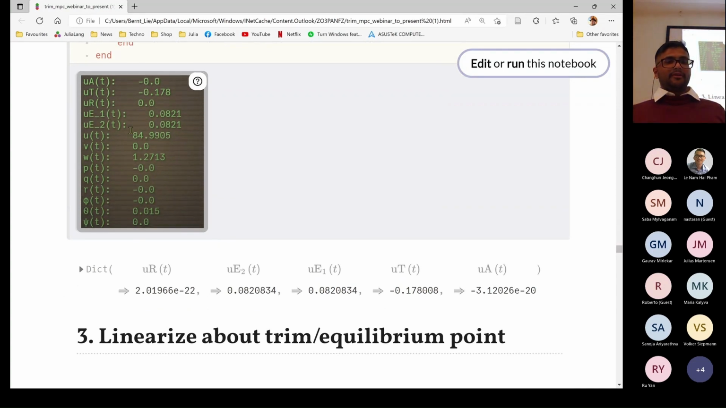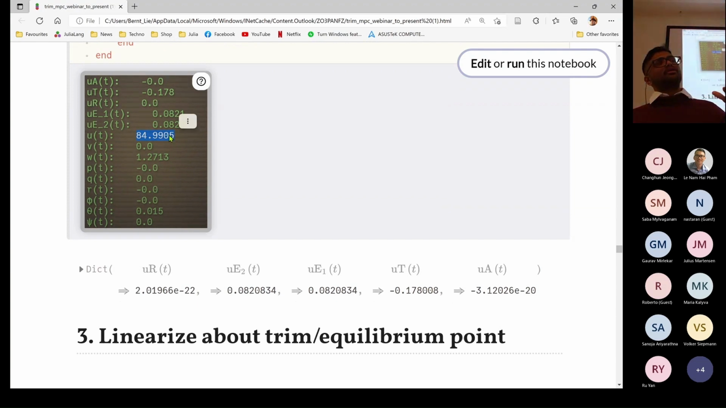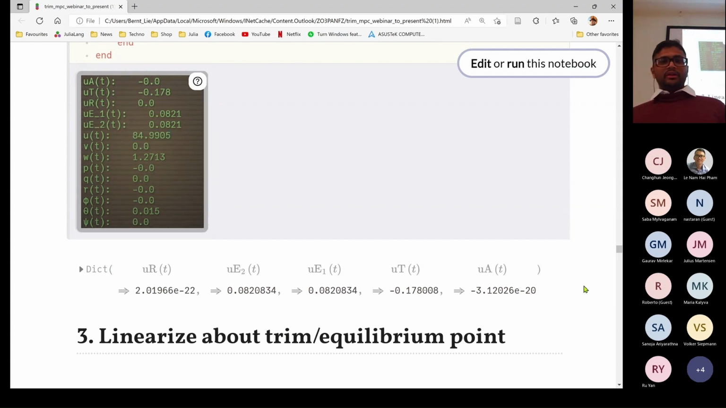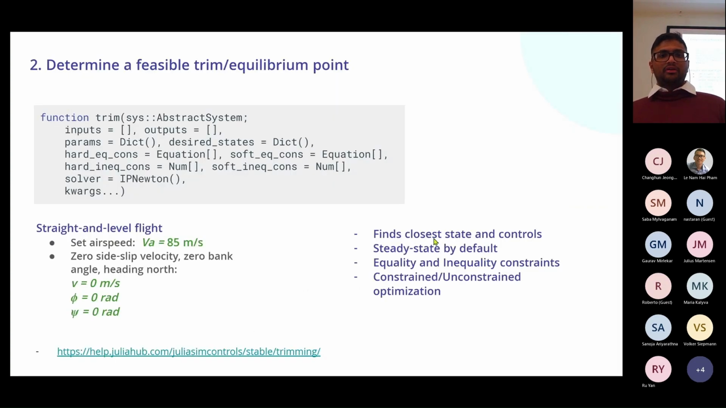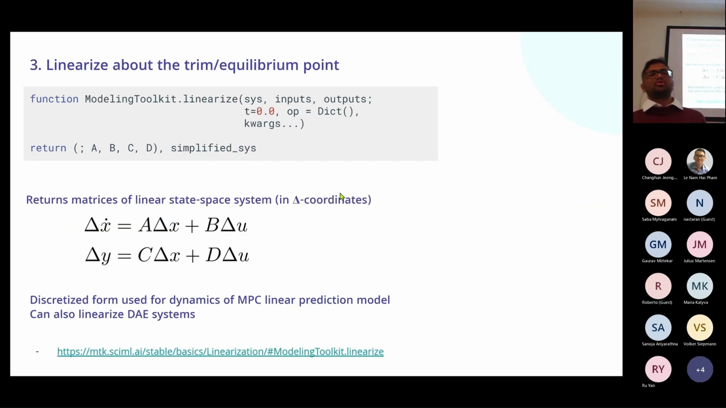So it will tell me that if I want to have steady state level flight at 85 meters per second, I need to basically set my controls in this way, and then if I'm left here, I'll continue at steady state straight and level flight. So that sounds like a great point about which to linearize the ODE system, and in this case, the ModelingToolkit.linearize tool.